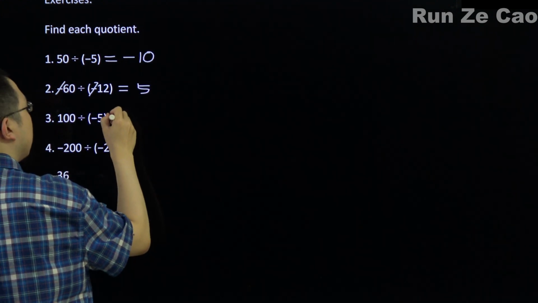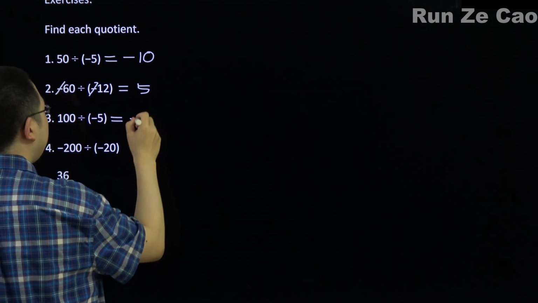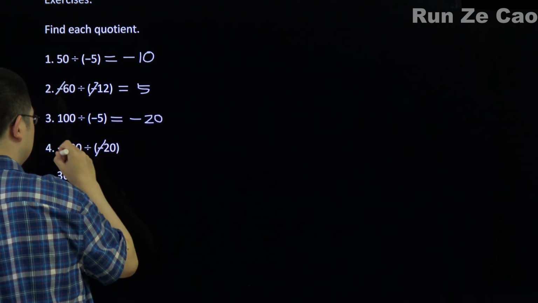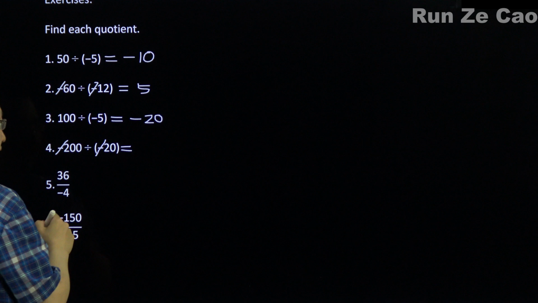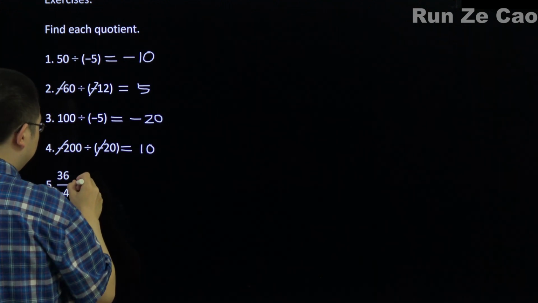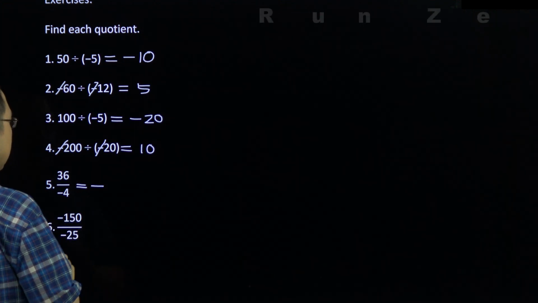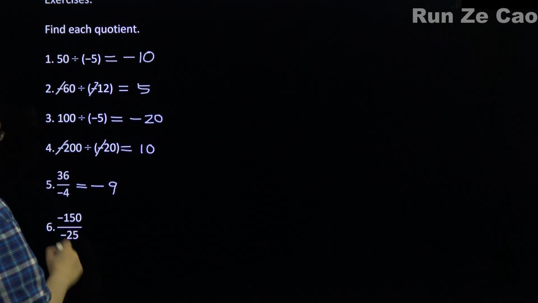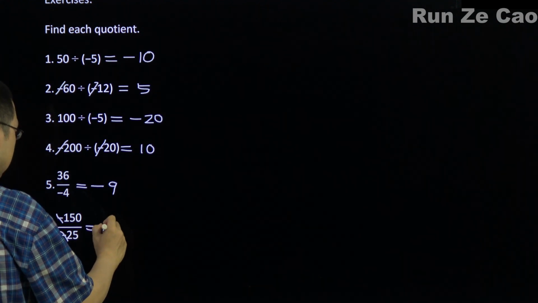100 divided by negative 5, well, there's one negative symbol, so negative. And 100 divided by 5, 20. Negative 200 divided by negative 20, the negatives cancel, so it's 200 divided by 20 equals 10. 36 divided by negative 4, you only have one negative symbol, so the result is negative. 36 divided by 4 is 9. Negative 150 divided by negative 25, the negatives cancel out, so 150 divided by 25 is 6.